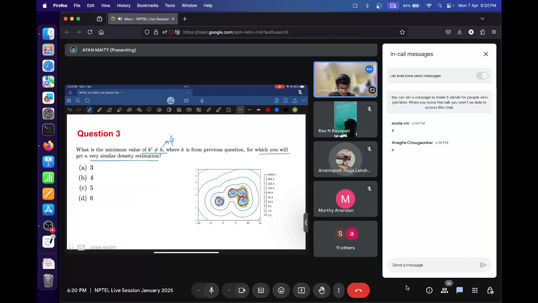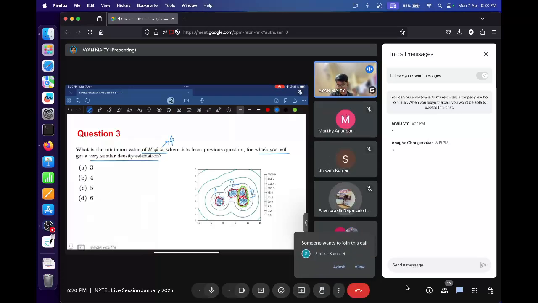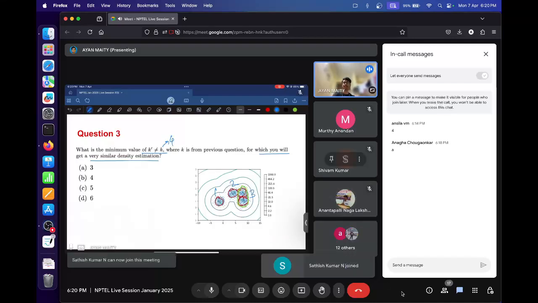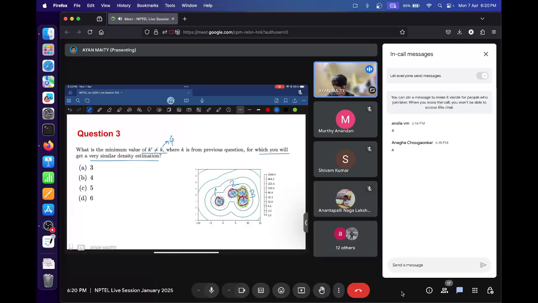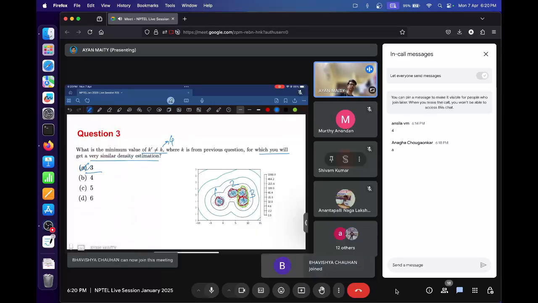So from that point of view, we can have this one as one cluster, this as the second cluster, and this as the third cluster. So we can reduce the number of clusters, and still the density estimation remains very similar. So instead of 4, here we can reduce it to 3. So the correct answer would be 3. That is the minimum number of clusters that will give a very similar density estimation.